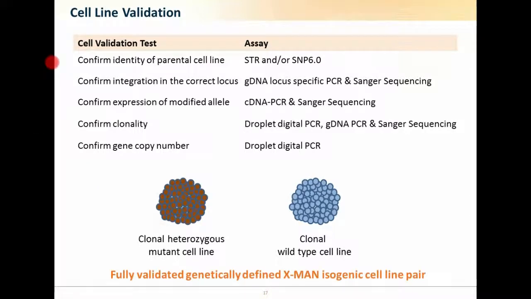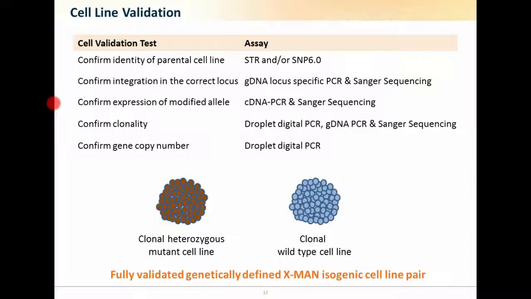What we do is we confirm the identity of the parental cell line. This is through STR as well as running SNP6. We confirm that the mutation has been integrated at the correct locus using DNA-specific PCR and Sanger sequencing. This is comprised of somewhere between 8 and 12 different PCR reactions to ensure the integration. We then confirm the expression of the modified allele by running cDNA PCR and Sanger sequencing.